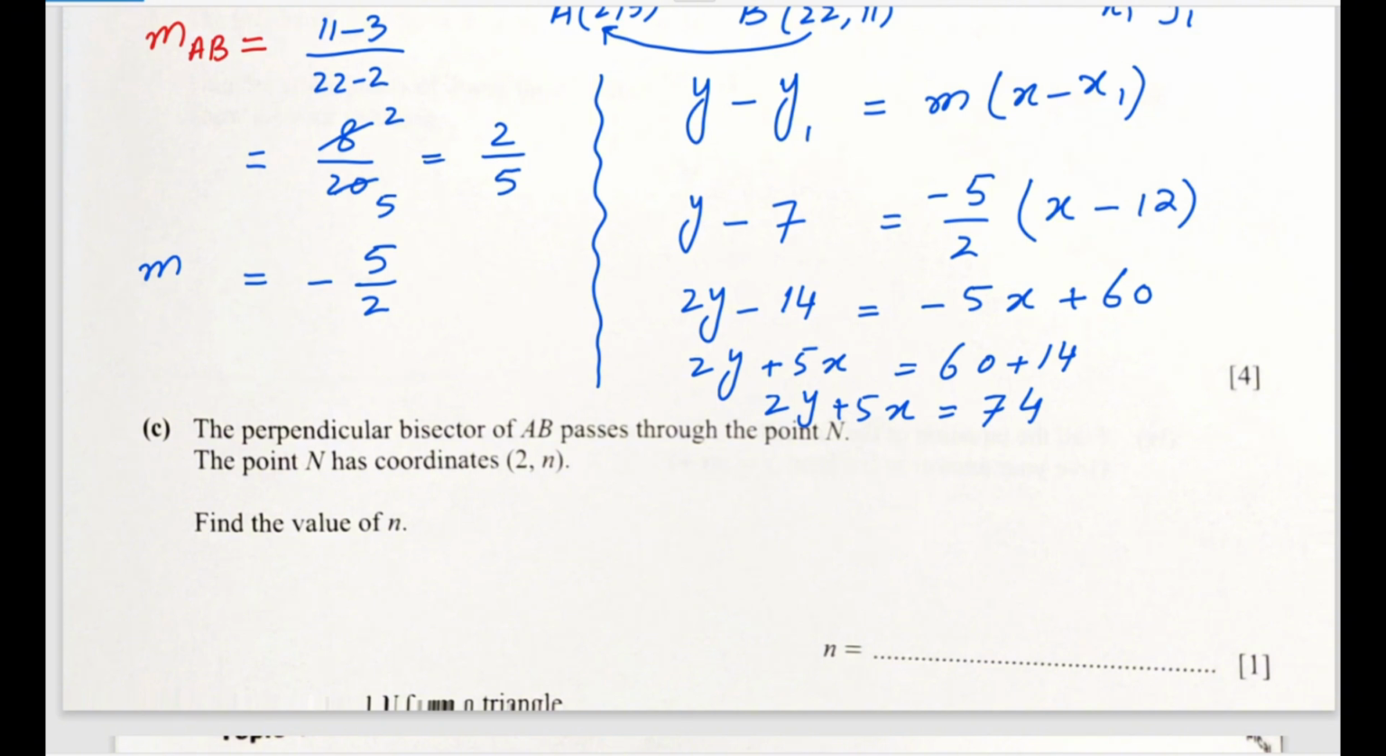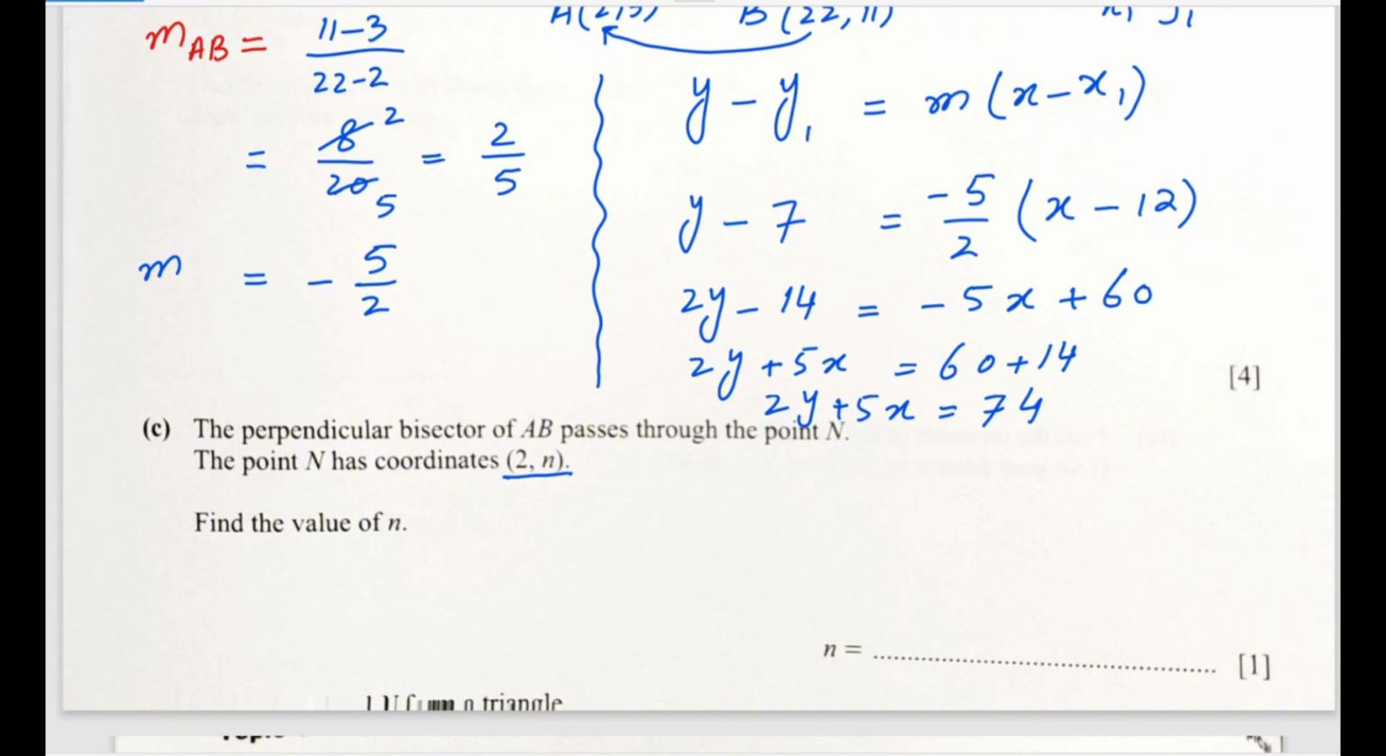Now, in part C, the perpendicular bisector of AB passes through point N. The point N has coordinates (2, N). Find the value of N. So now we have the equation of the perpendicular bisector of line AB. We will substitute this coordinate point in that equation and find the value of N.